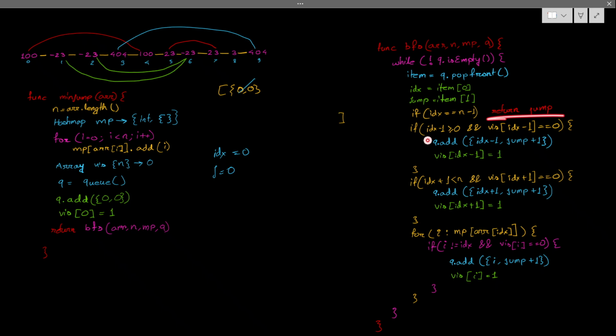So what I have to do, I have to check whether I can move to the left side. Can I move to the left side? No, I cannot move because 0 minus 1 is an invalid index. But I can move to the right side. So I will add into the queue. I will add the right side, 0 plus 1 is 1, and the jump is 0 plus 1. So plus 1 jump I'm going to need.